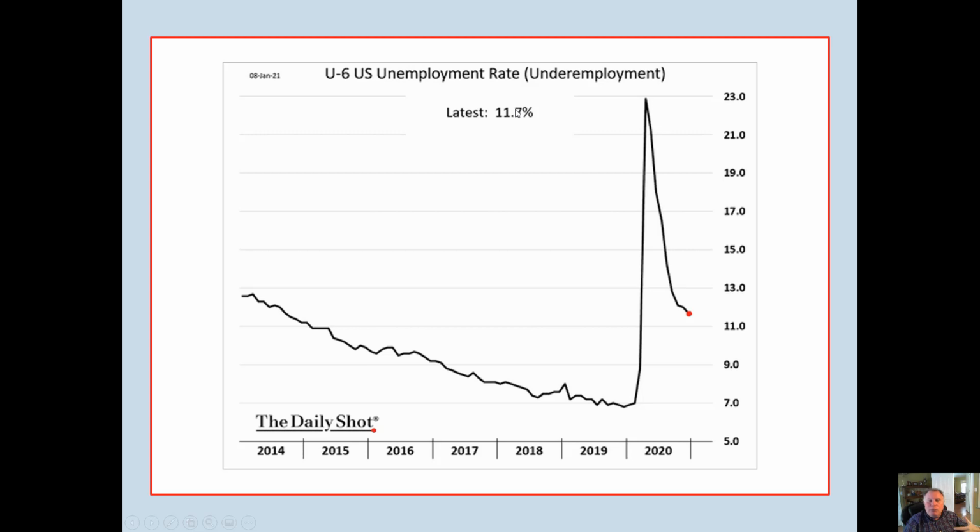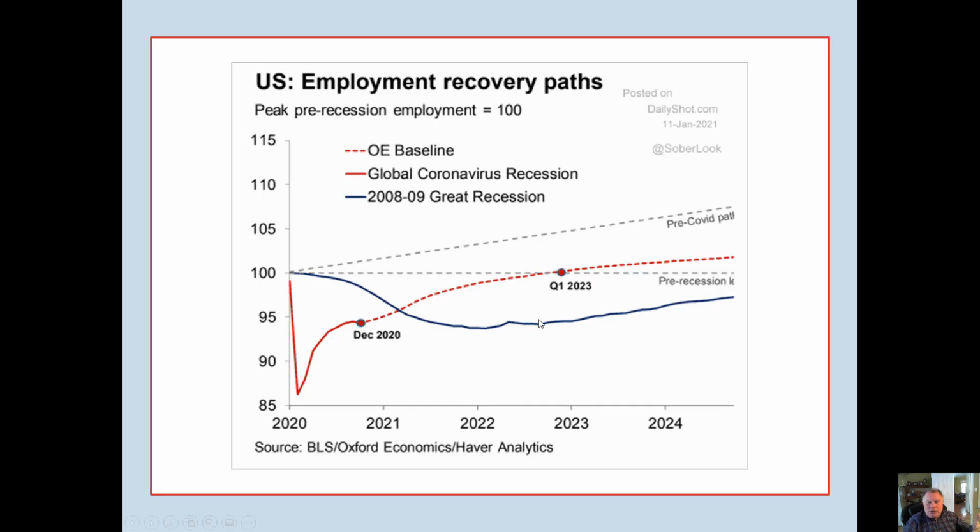Now, if you take a broader representative number, and I think this is very important, this is U6, and that includes those unemployed and underemployed. Okay, and look at the number there. We're at 11.7. So think about that when you look at the unemployment rate; it's really bigger than the headline number.